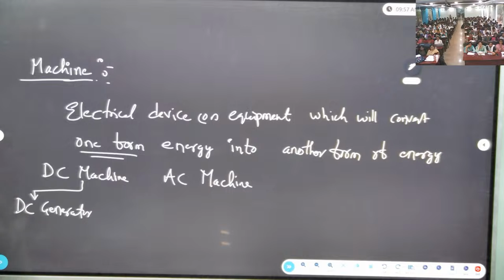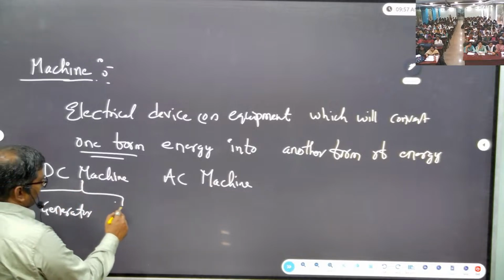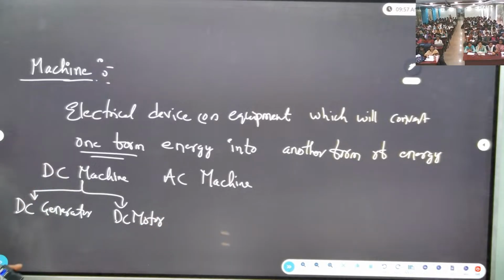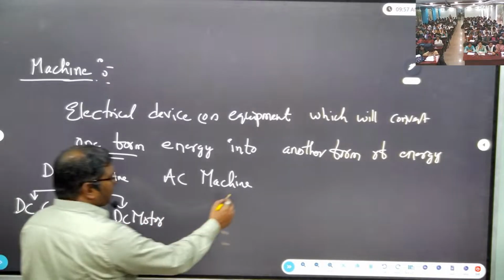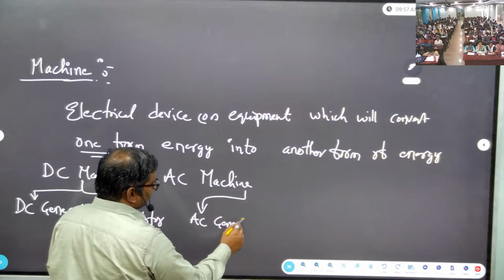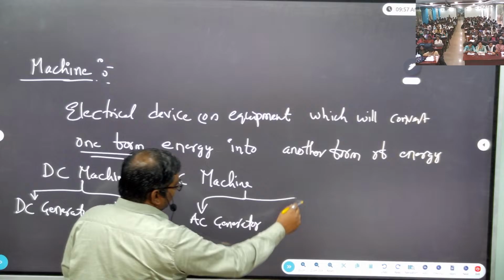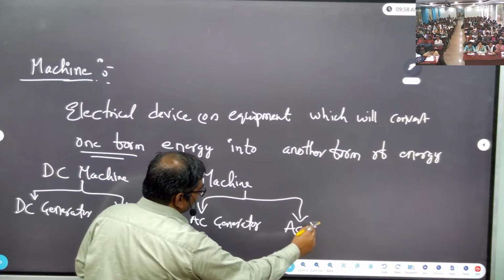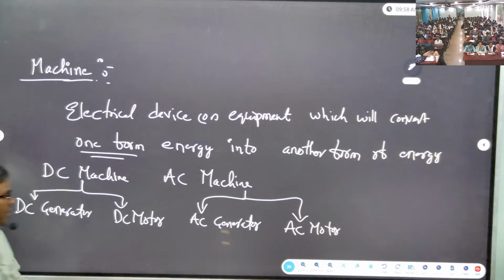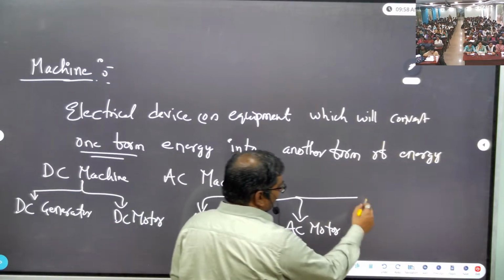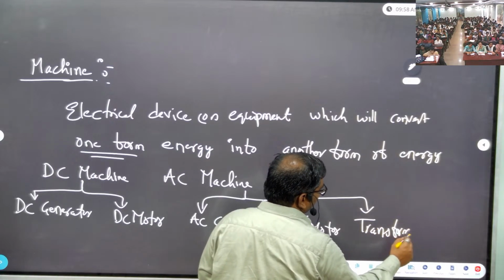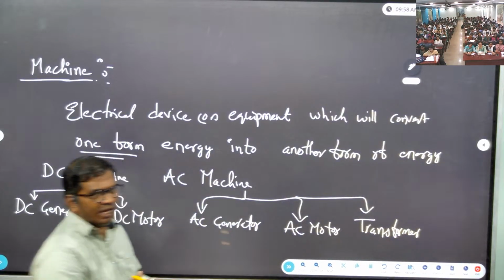What do you mean by DC generator? I will tell. The other one is DC motor. Here in AC machines also there is AC generator and AC motor. Again in these AC machines, one more machine is there, that is called transformer.